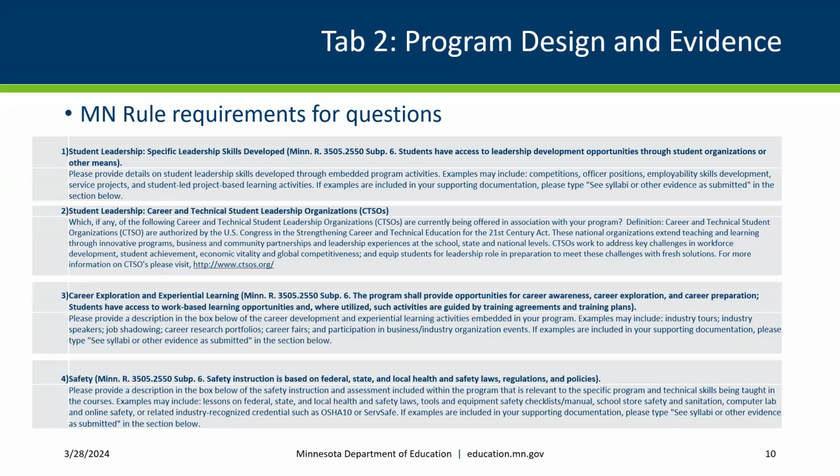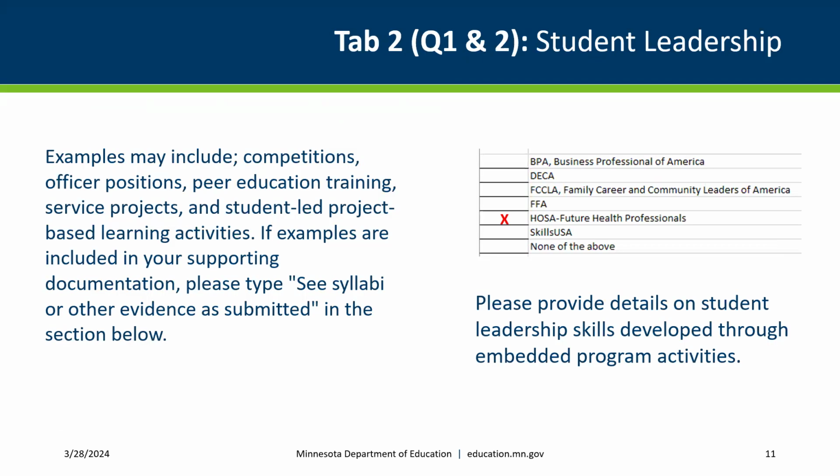Here is what you will see on tab 2, minus the boxes you will use to complete your response. Let's go through each one. Question 1 asks what kind of leadership opportunities you provide for students. It can be in multiple ways like competitions, service projects, student-led projects, and officer positions if you are a part of a CTSO like HSE or another organization.